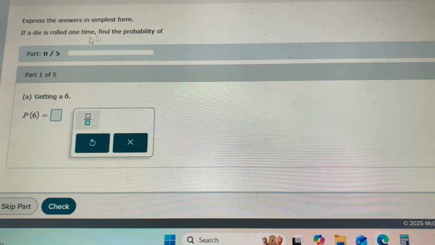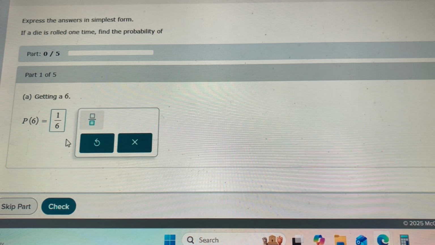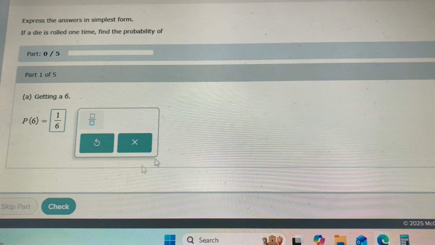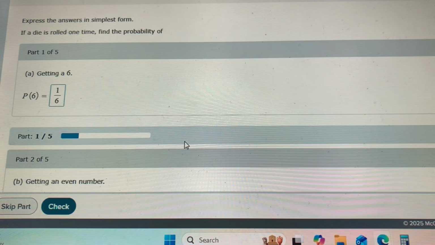Express the answer in simplest form. If a die is rolled 1 time, that's the example I was already doing. If a die is rolled 1 time, find the probability of getting a 6. Well, there's only one side that has a 6, so this is 1 out of 6, literally. And students on tests often forget to put the 6 in the denominator. They'll just tell us how many times it can happen. And if you forget the denominator, not only is the answer wrong, sometimes it's an impossible answer.